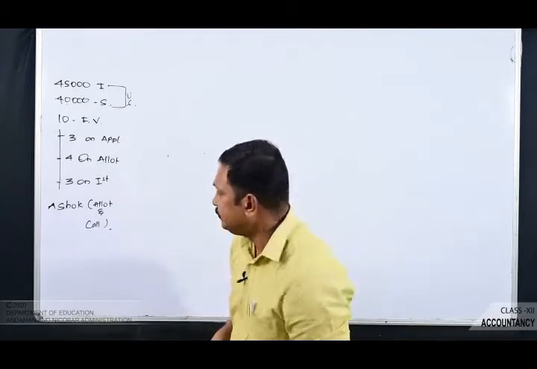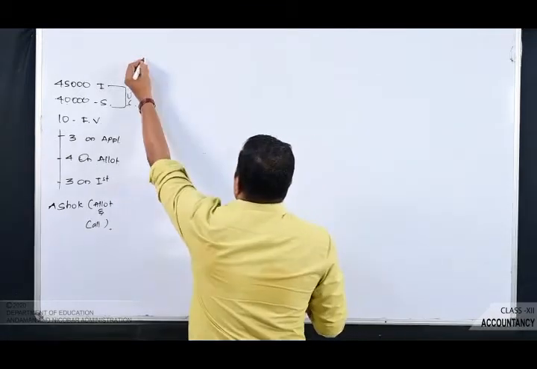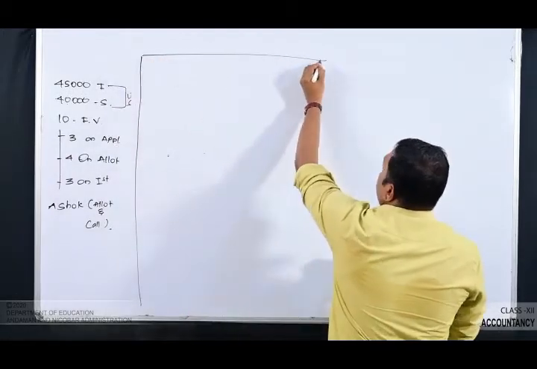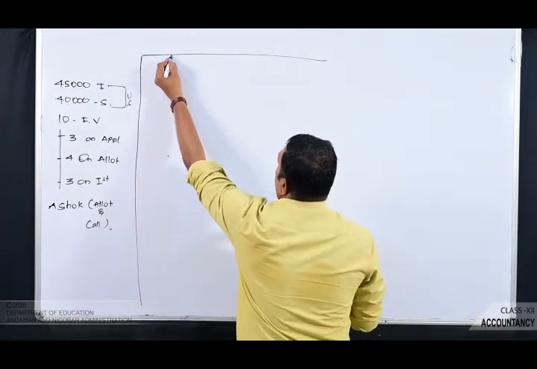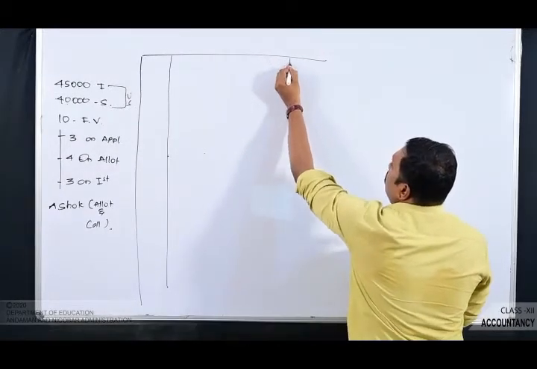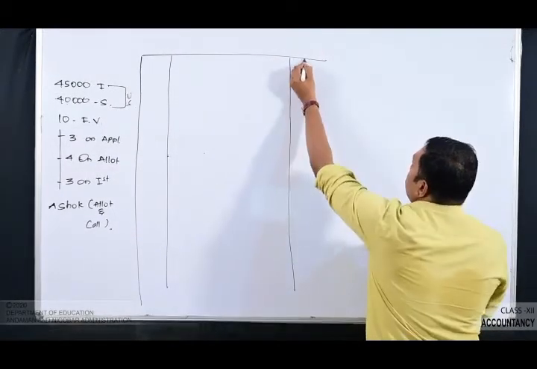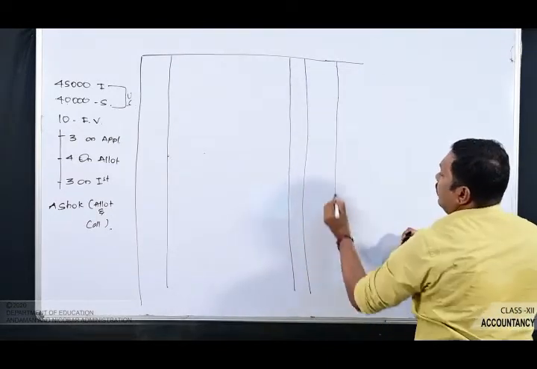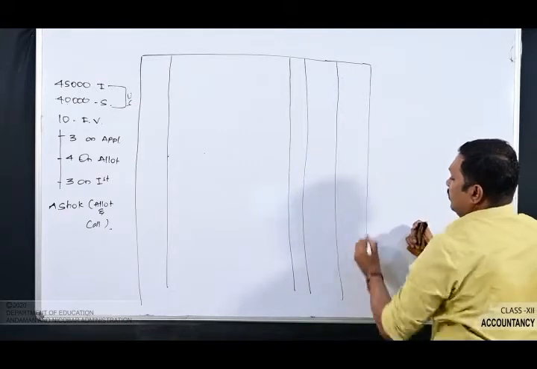So let's start. By preparing the journal entry, we can easily post. The first column will be the date column, then we have particulars, ledger folio, and then the debit amount, and then the credit amount.